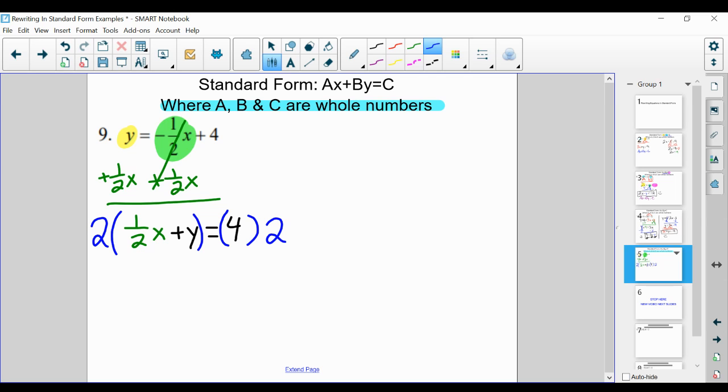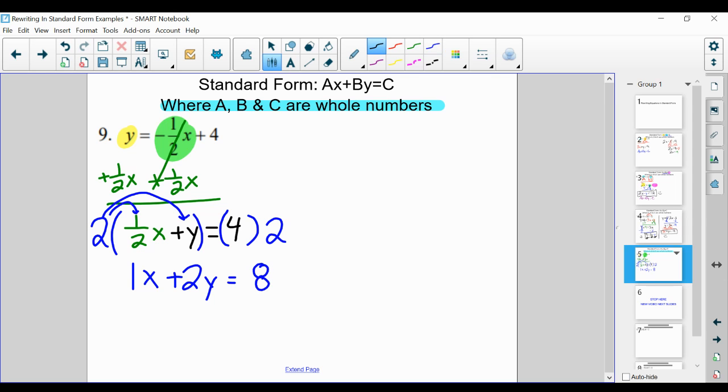When we have one fraction and we want to manipulate an equation to get rid of the fractions, we call that negating the fractions. We multiply by the denominator. When we multiply, that will eventually cancel out. So we distribute 2 times 1/2. Well, what's half of 2? It's 1. So we have 1x. We distribute the 2 to the y. 2 times y is 2y. And we multiply 4 times 2, which is 8.